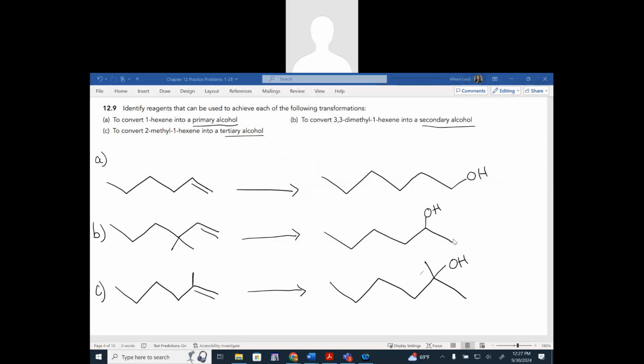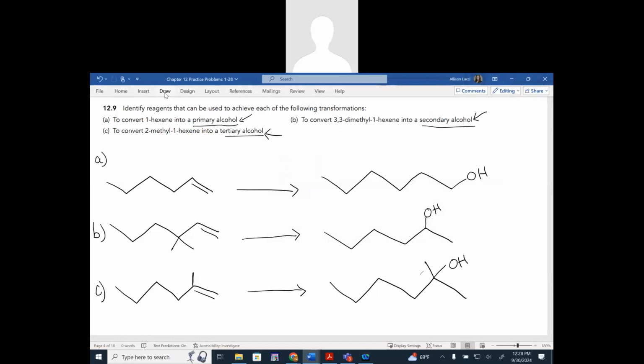For problem 9 from chapter 12, we are given the names of 3 compounds, and we're asked to identify the reagents that can be used to achieve these transformations. So we have to not only look at our starting material, but then our goal is to form, in part A, a primary alcohol, in part B a secondary alcohol, and then part C a tertiary alcohol.